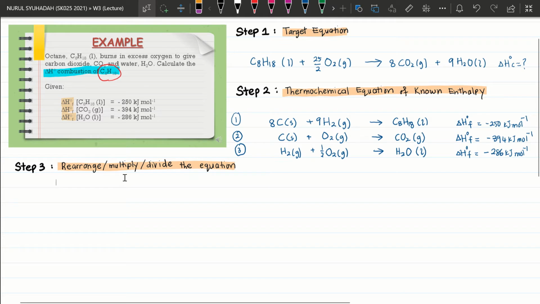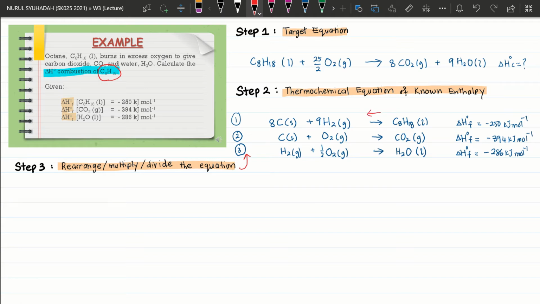Step number 3: rearrange, multiply, divide the equation. Which equation are we talking about? This equation 1, 2 and 3. You can either rearrange the equation, where rearrange here means you can reverse the equation, or you can multiply or divide the equation. When you do that to our equations, first, when we reverse the equation, let's say I reverse equation number 1, this is just an example.